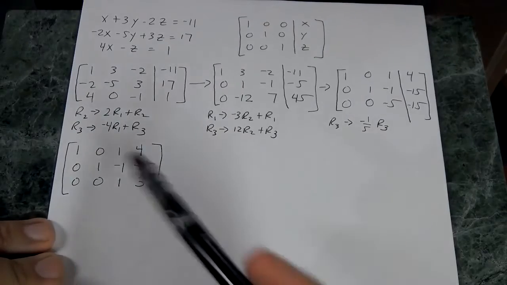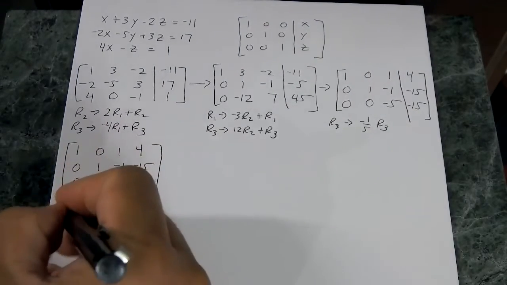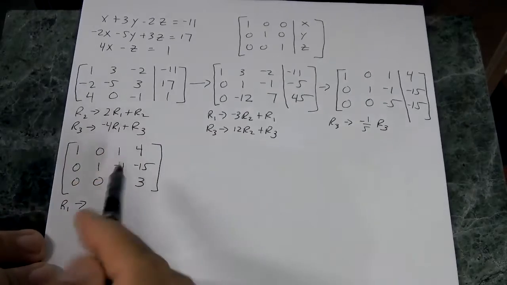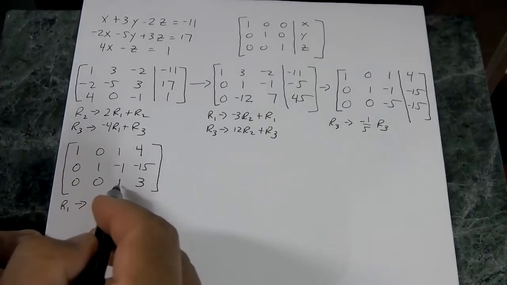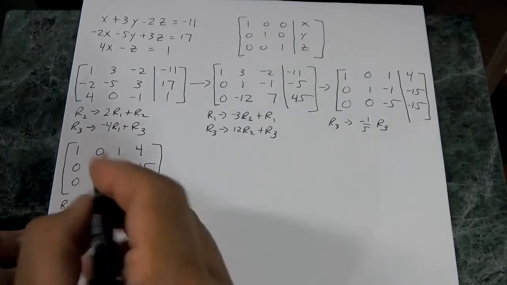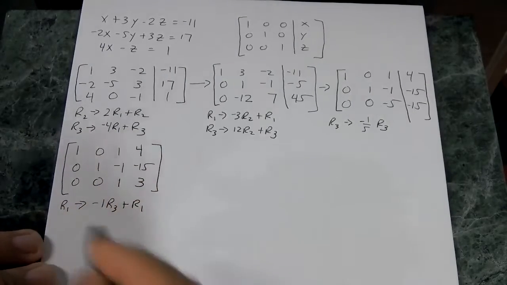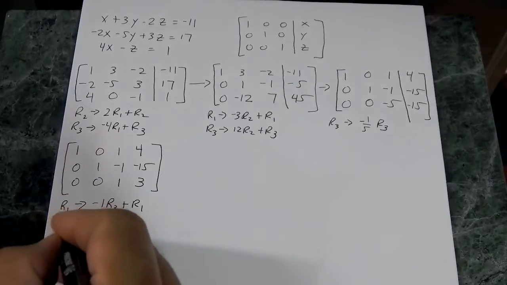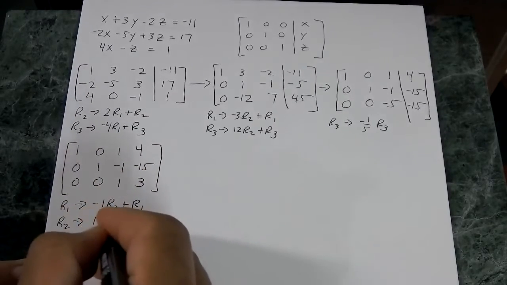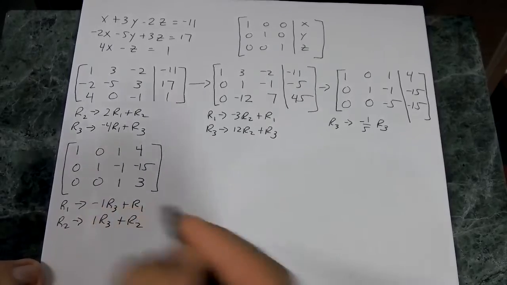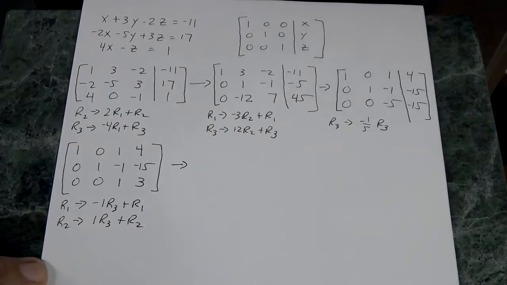So now I need to get these two to be zeros. So I need to rewrite row 1. It's going to be negative row 3, negative 1, because negative 1 times that is negative 1 plus row 1. So negative 1 of row 3 plus row 1. And after we write row 2, that would just be 1 times row 3 added to row 2. Let's see what happens here.